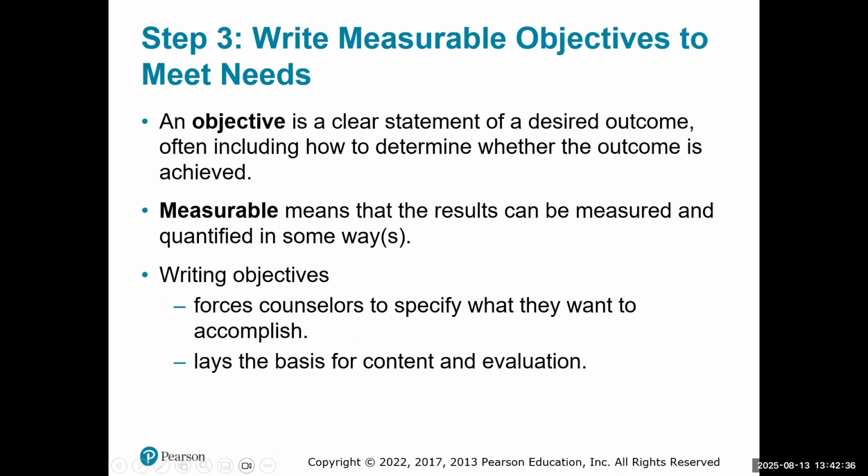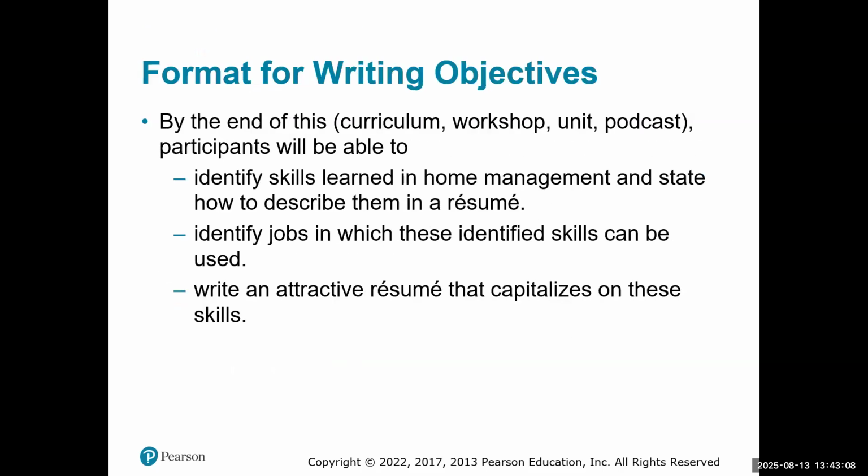You want to write measurable goals and objectives. So an objective is a clear statement of a desired outcome, and it should be measurable. It means that the results can be measured and quantified in some way. Okay, so writing objectives forces counselors to specify what they want to accomplish and lays the basis for content and evaluation. I always say start with what is it that I want my client to be able to know or do based on my intervention.